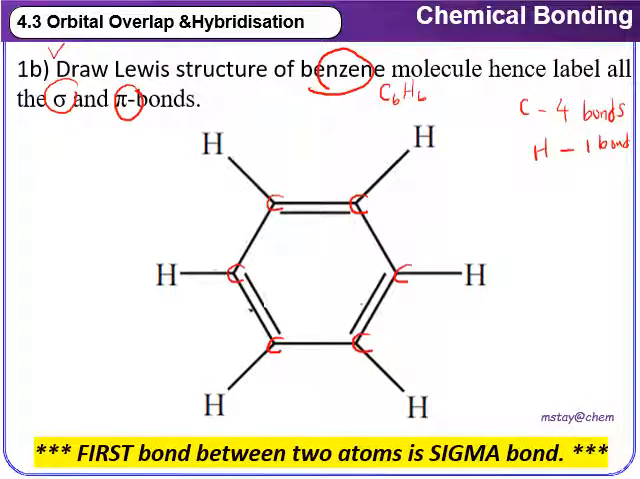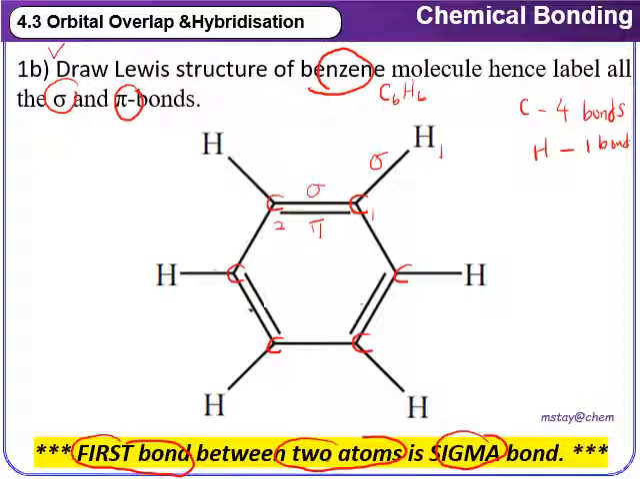To keep in mind, the first bond between 2 atoms will be considered a sigma bond. So this carbon 1 and hydrogen 1, between these two atoms, the first bond is a sigma bond. Then let's say we have carbon 1 with carbon 2. These two carbons have two bonds, so one is sigma and the other one will be a pi bond.